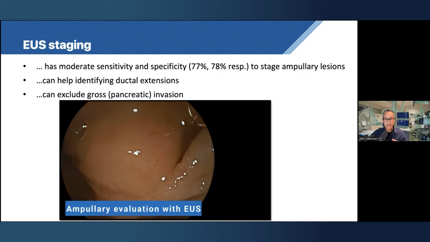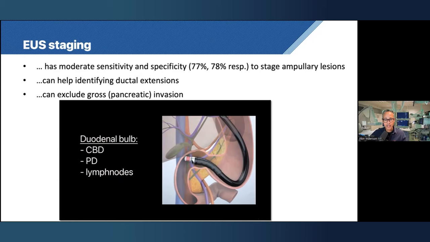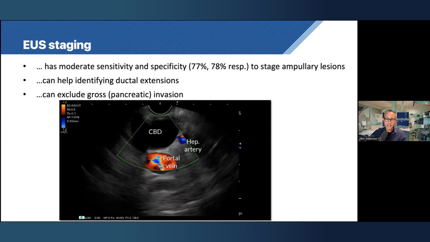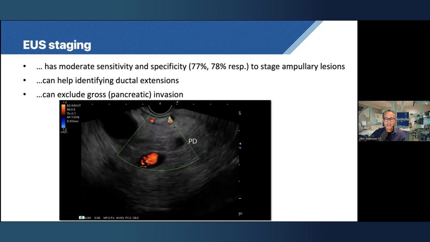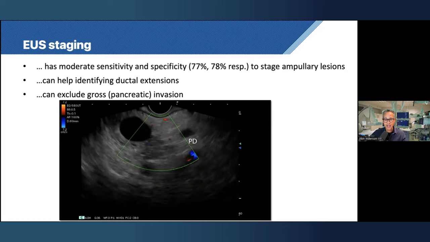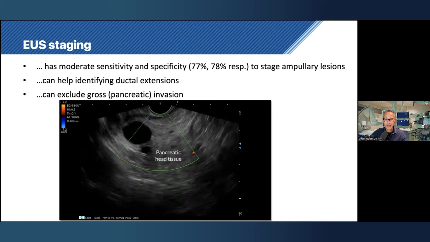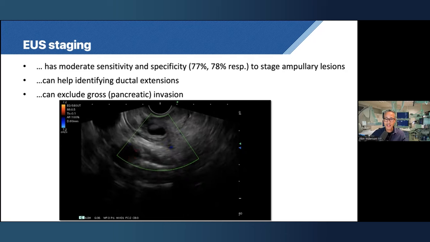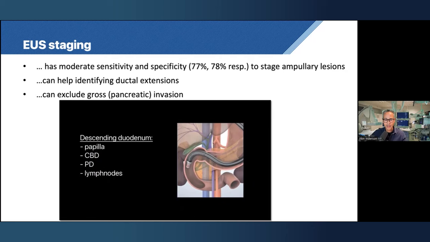Well, how does it work? Here we have that same submucosal lesion again, and we introduce a duodenal scope, an EUS scope, in the duodenal bulb to assess the CBD and the PD. And here we have the Stack sign with the CBD, hepatic artery, portal vein. We move clockwise towards the pancreatic head and we see the PD coming into view, cutting across with the CBD through the pancreatic head, and you see normal pancreatic head tissue here. So it's not an adenocarcinoma of the pancreatic head, and we are at the level of the ampulla now.